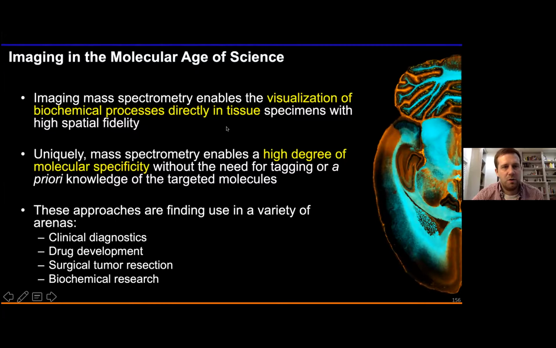Okay, so I know I zipped through the past 30 slides or so, and I'm a little bit over time, but hopefully I've convinced you that imaging mass spectrometry can enable us to visualize biochemical processes directly in tissue specimens with high fidelity. And it provides a really high degree of molecular specificity that you don't get with a classical imaging technology. So it's the best of metabolomics that we're learning about, but we're also doing it in an imaging fashion. And these approaches are really useful in a wide variety of areas. So with that, I'll stop.